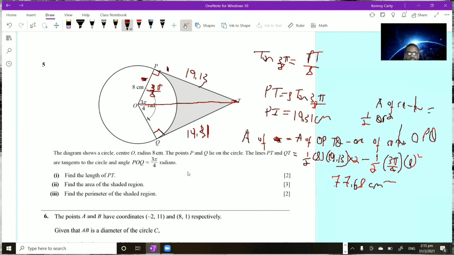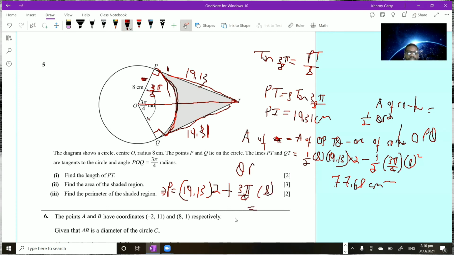Find the perimeter of the shaded region. Okay, let me just use a space here. All right, perimeter is the distance around. So I'm looking at these two sides, which is 19.13, those two sides. And this side here, which is actually an arc. So here, I'm going to have perimeter equal these two sides, which is 19.13, but you can say times 2, really, plus the length of the arc, which is theta r, right? That's a formula for the length of arc, theta r. So it's 3 pi over 4 times the radius, which is 8.